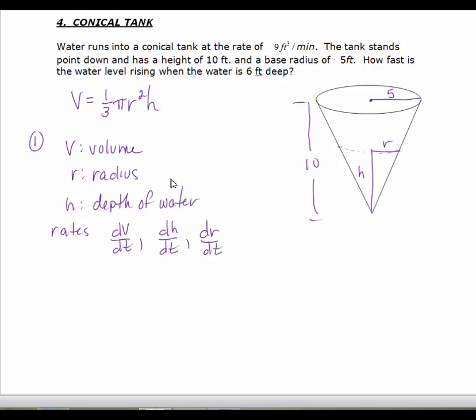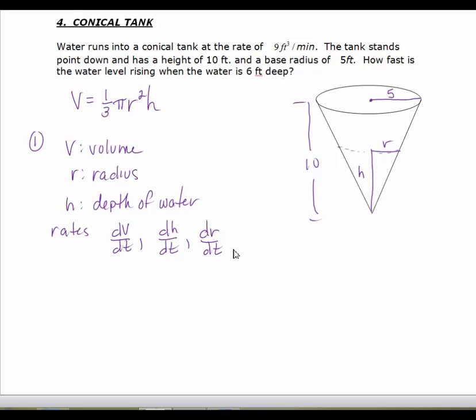And in a related rates problem, the variables are changing with respect to time. Everything is changing with respect to time. So we'll have the rate at which the volume is changing with respect to time. And again, it's the volume of the water in the cone, dV/dt. The rate at which the height is changing is dH/dt. And the rate at which the radius is changing is dr/dt.